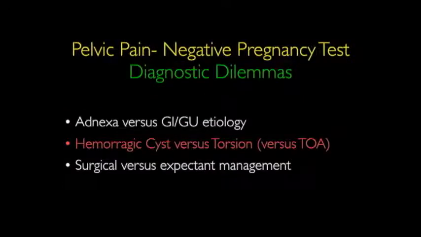So what are the main diagnostic dilemmas? Is the process adnexal, or is it GI or GU etiology? Is it a hemorrhagic cyst versus torsion, or less commonly, a tubo-ovarian abscess? It's very important because the management would be completely different. Hemorrhagic cyst would be managed expectantly with pain control. However, ovarian or possible ovarian torsion or partial torsion would nearly 99% of the time be managed surgically.